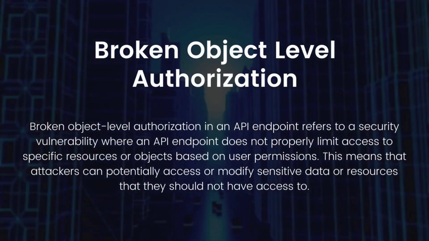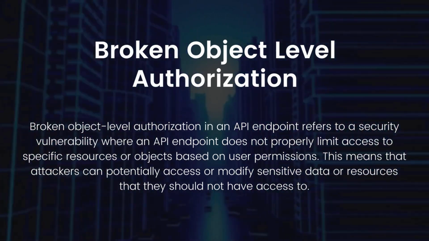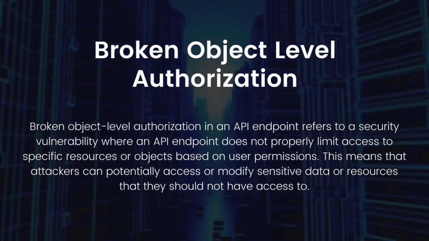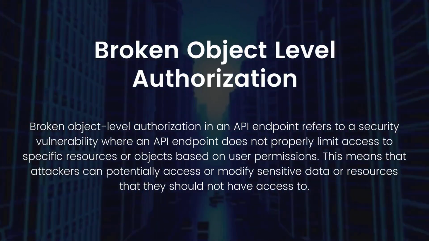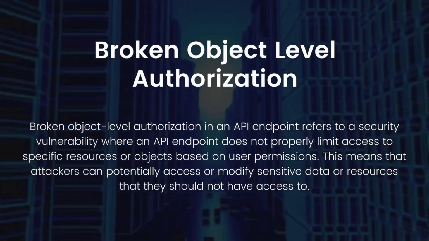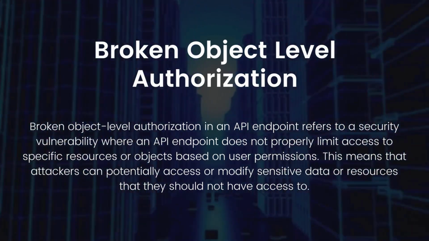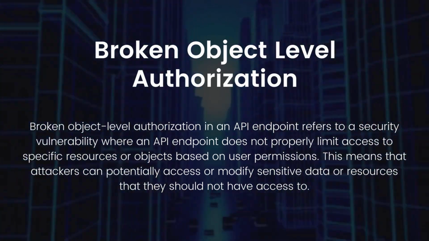Broken Object Level Authorization in an API endpoint refers to a security vulnerability where an API endpoint does not properly limit access to specific resources or objects based on user permissions. This means that attackers can potentially access or modify sensitive data or resources that they should not have access to. Let's have a look at this example.